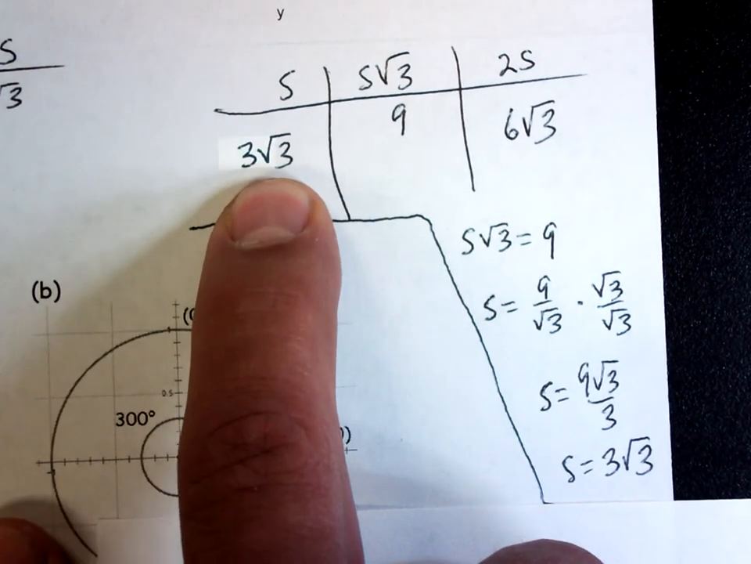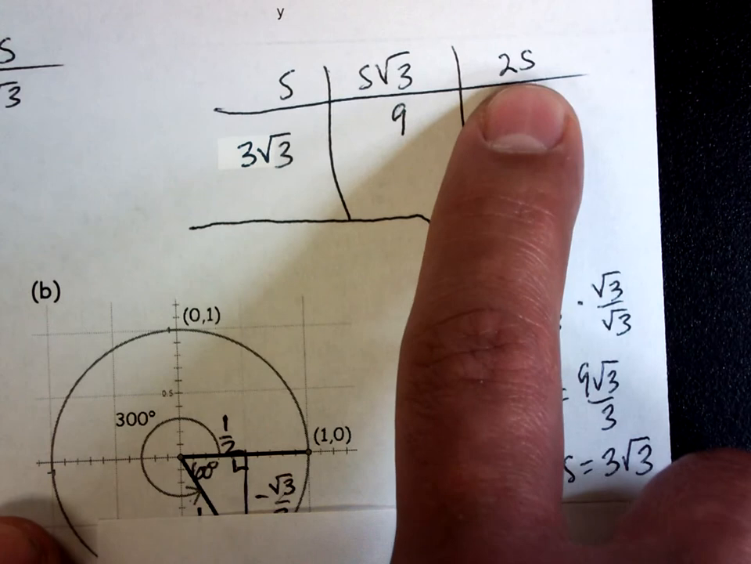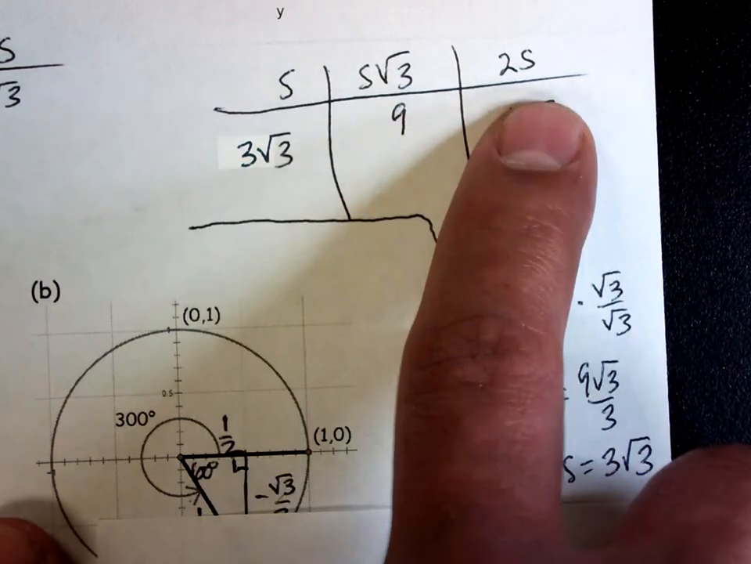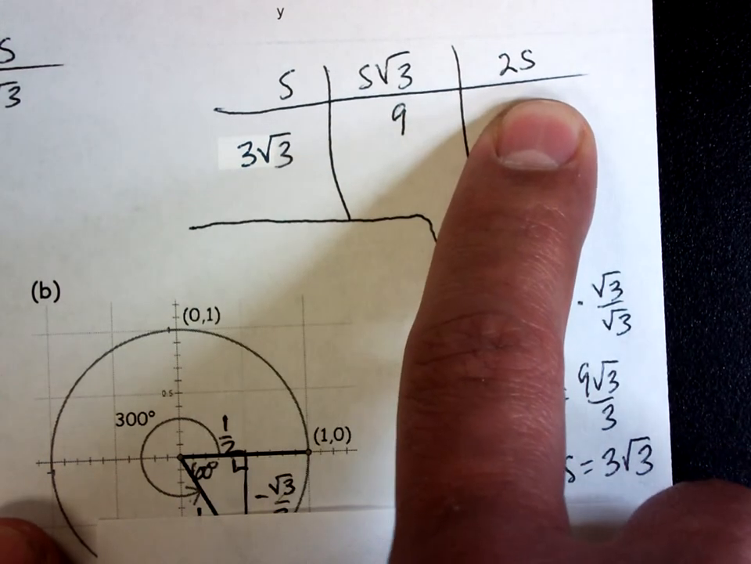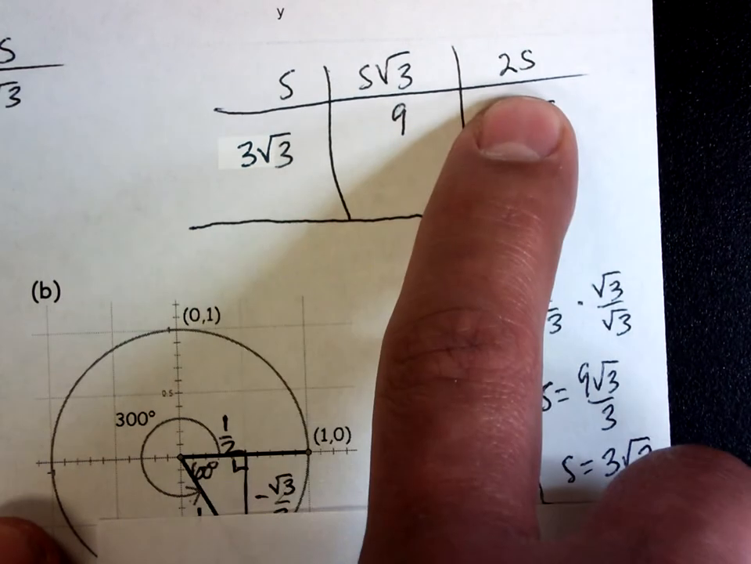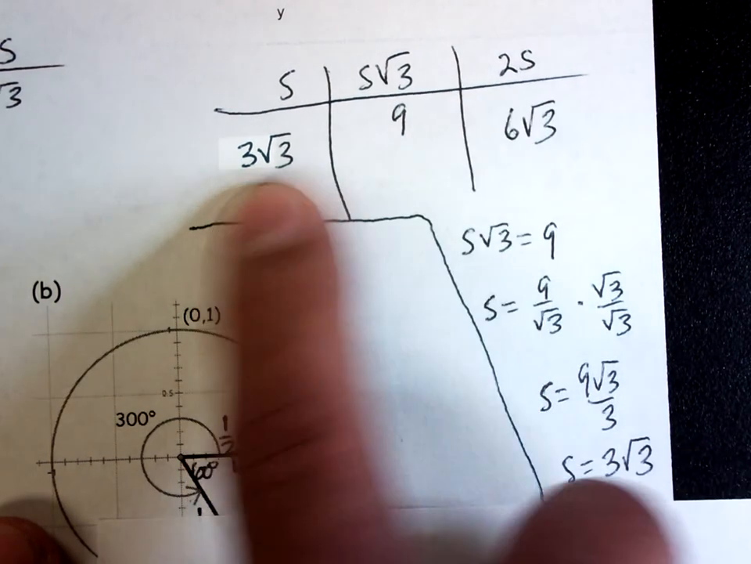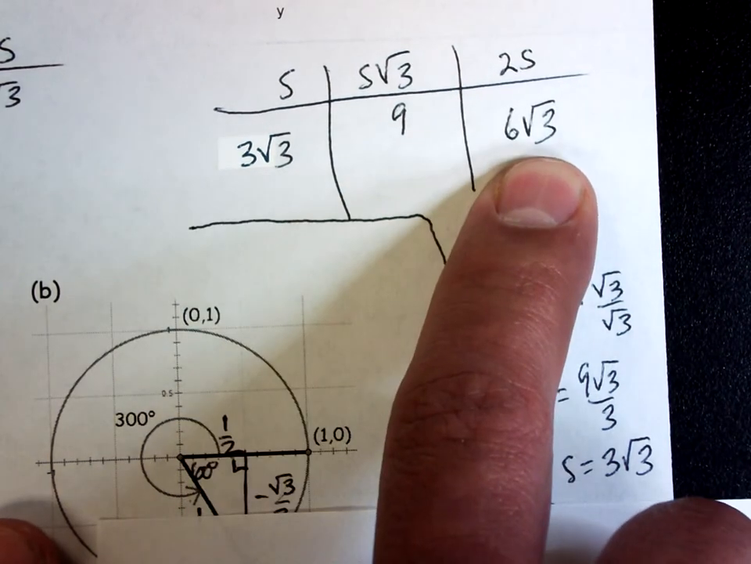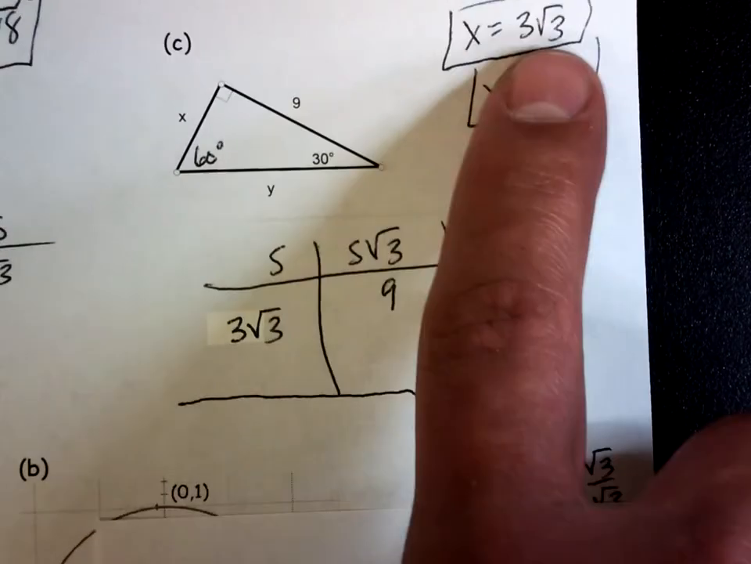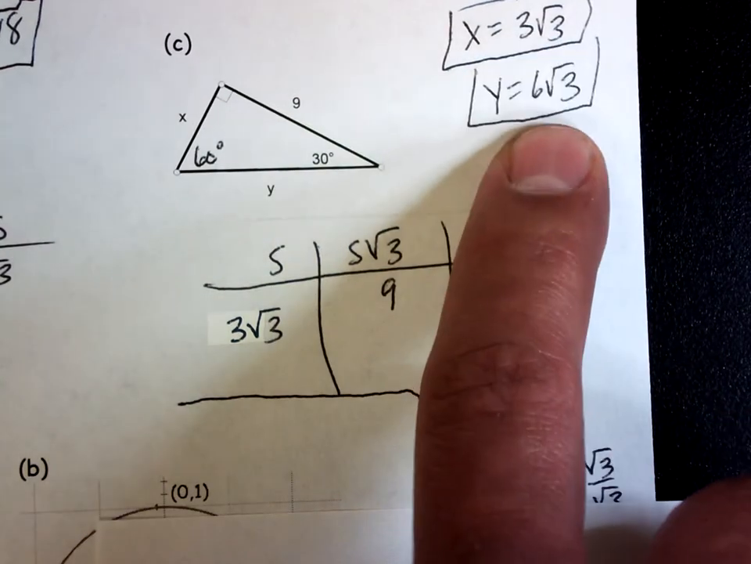Now, to get the hypotenuse, remember you just multiply your short side by 2. Whatever your short side is, multiply it by 2 to get your hypotenuse. So 3 root 3 times 2 is just 6 root 3. So my answers, x is 3 root 3 and y is 6 root 3.